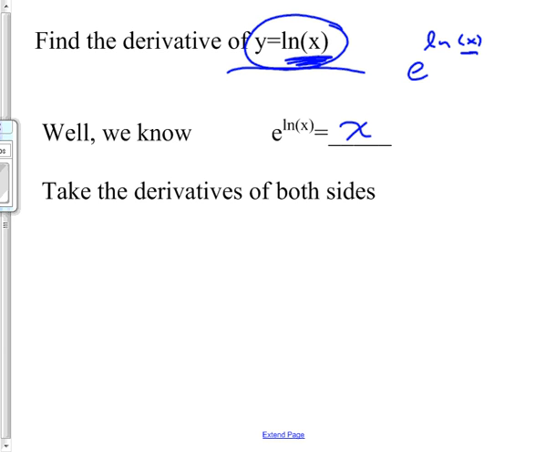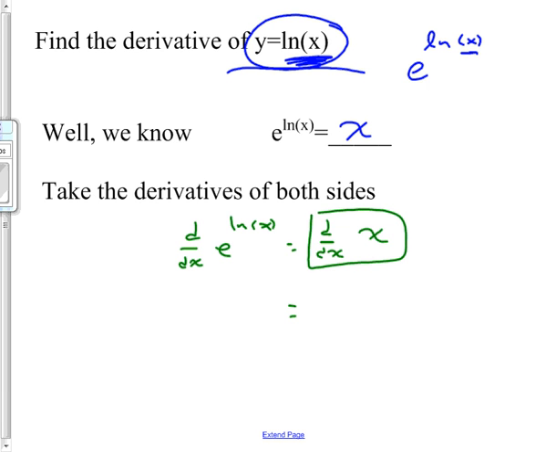So if we took the derivative of both sides, let's do that. The derivative of e to the ln x equals the derivative of x. As long as we take the derivative of both sides of an equation, the derivatives will equal each other. On the right-hand side, we know it: the derivative of x is just 1. Just as a reminder, that's a power of 1 with a coefficient of 1, so the 1 would drop down.